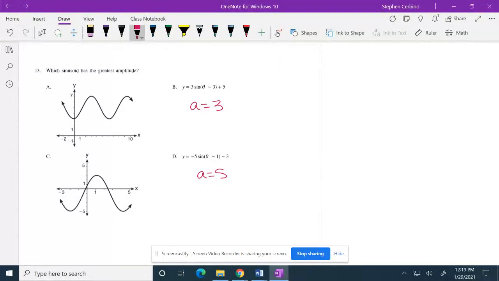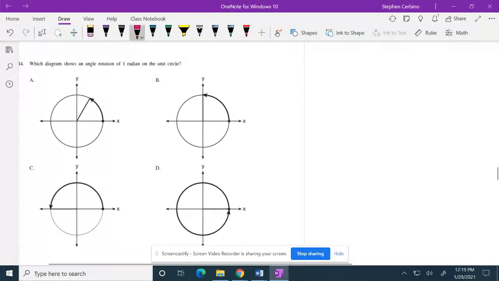Now, for these two graphs, we have to figure out what's the bottom and what's the top and cut it in half. That's the amplitude. So 1, 2, 3. 3 to 7 is 4, so this amplitude is 2. This goes from -5 all the way up to 3. From -5 to 3, that's 8. Half of that would be 4. So this amplitude is 4. The biggest one is D, showing that that graph is going to vary the most.